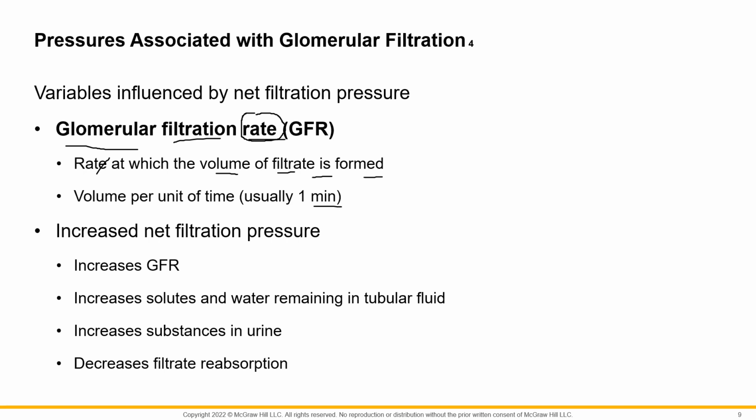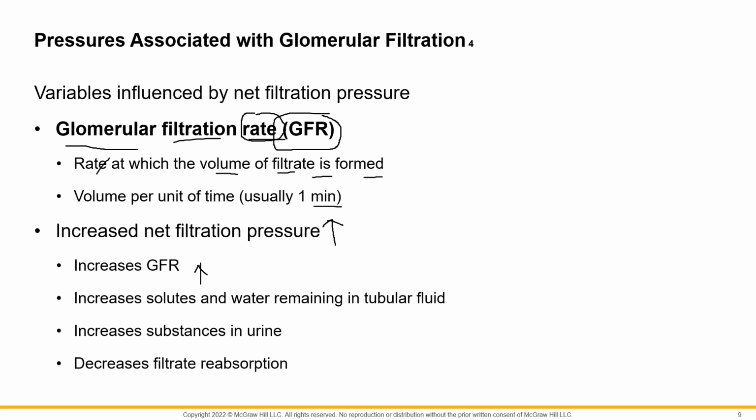And so here's what could happen. When net filtration pressure goes up, when it increases, that increases GFR. And we maintain GFR as homeostasis, so there's a range of normal GFR. GFR is supposed to remain constant no matter what your hydration status is, no matter what kind of stress you're in, because GFR can tell you if your kidneys are functioning normally or if you're starting to show signs of kidney disease or kidney failure.